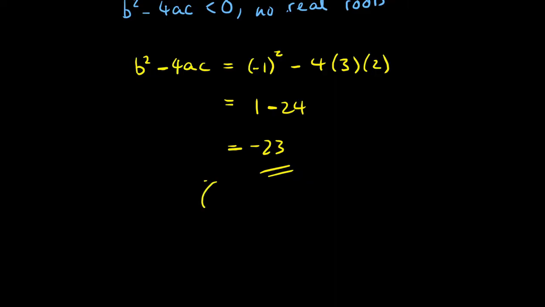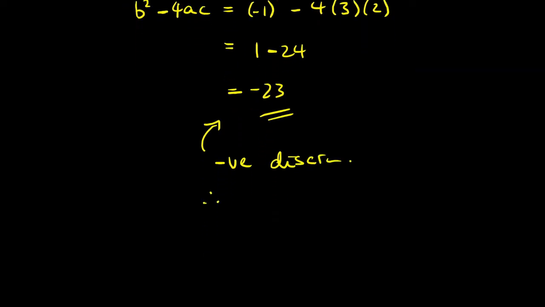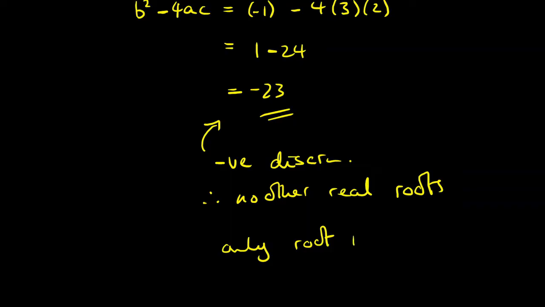So this is a negative discriminant, therefore, there are no other real roots. Okay, so the only real root is the one we already knew, which is x is equal to negative a half. Okay, and that's the answer to that part of the question.